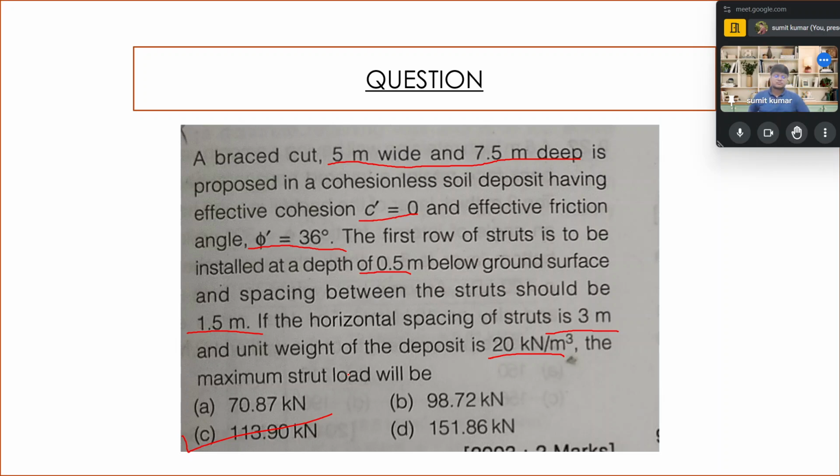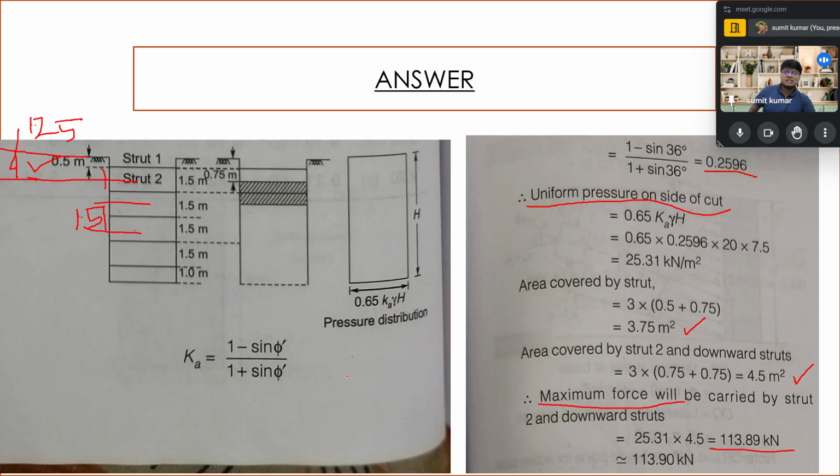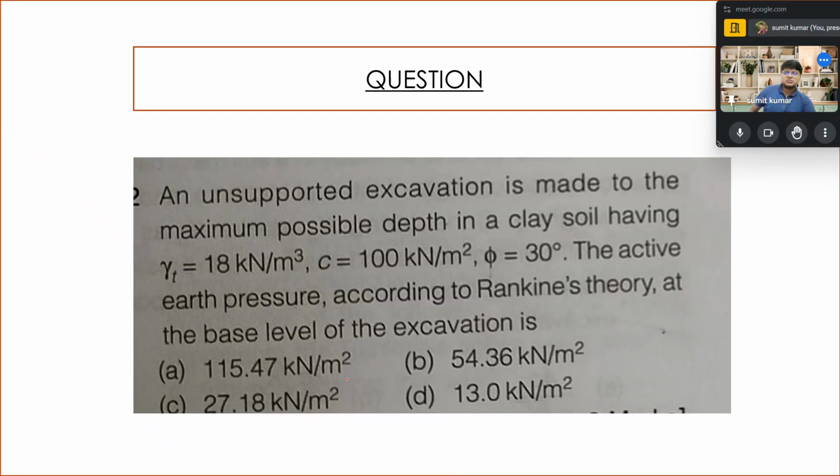Okay. Now see what is coming next for you. The next question is: an unsupported excavation is made to the maximum possible depth in clay soil having gamma T as 18 kN per meter cube, C as 100 kN per meter square, phi as 30 degree. The active earth pressure according to Rankine theory at the base level of the excavation is.